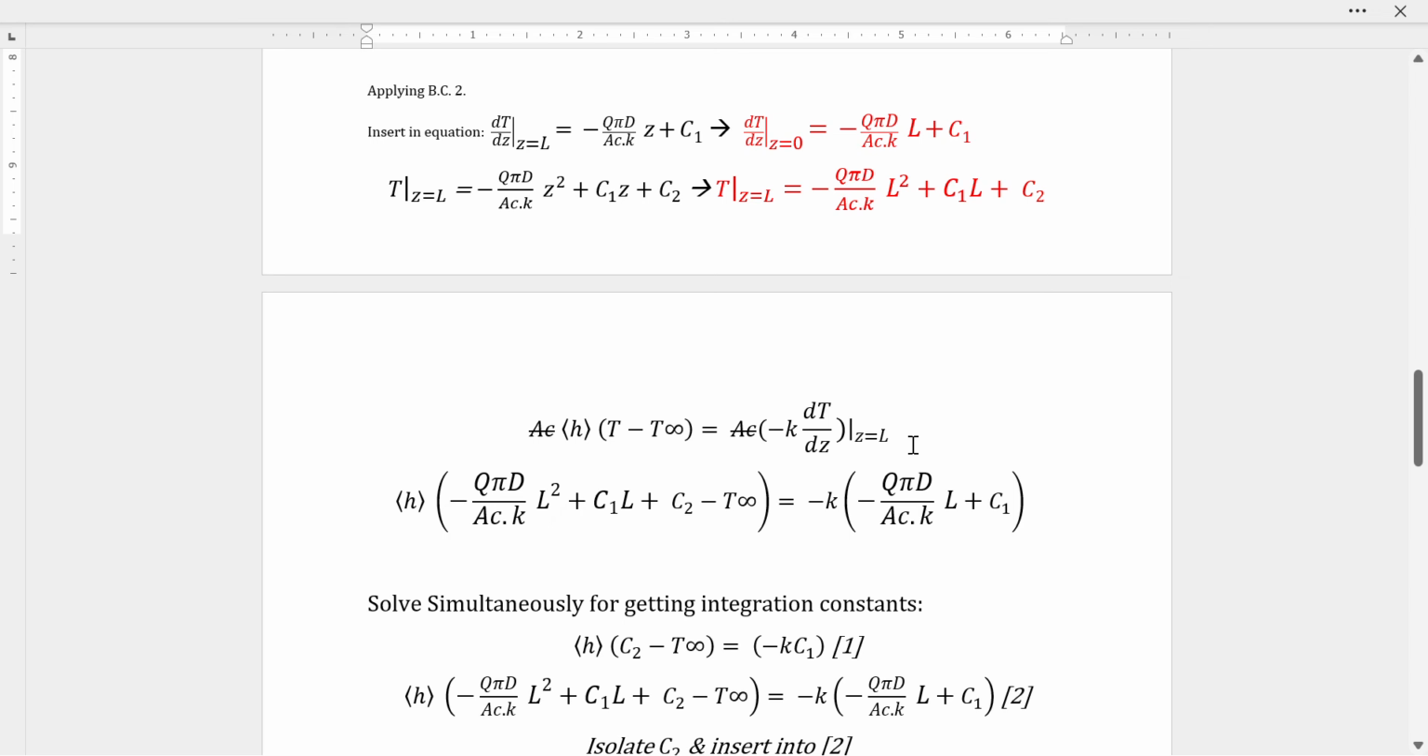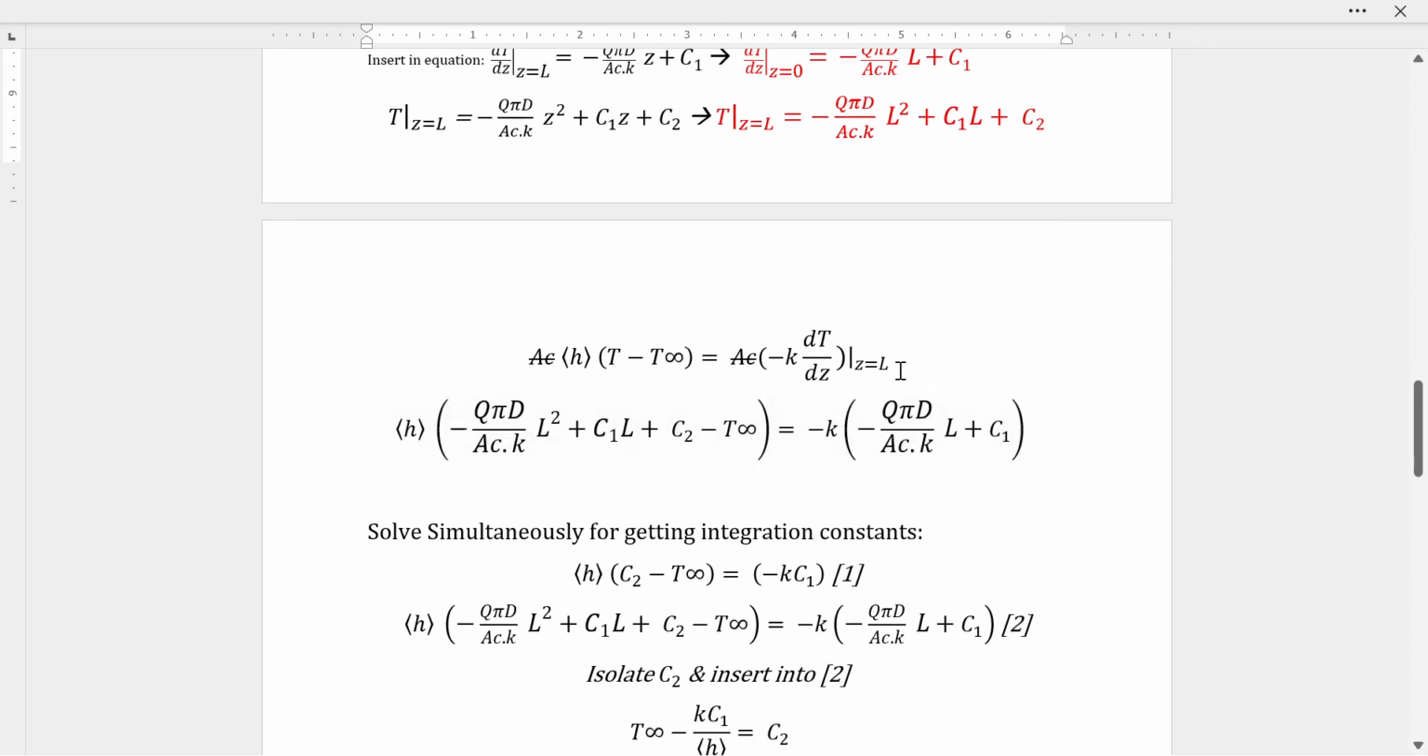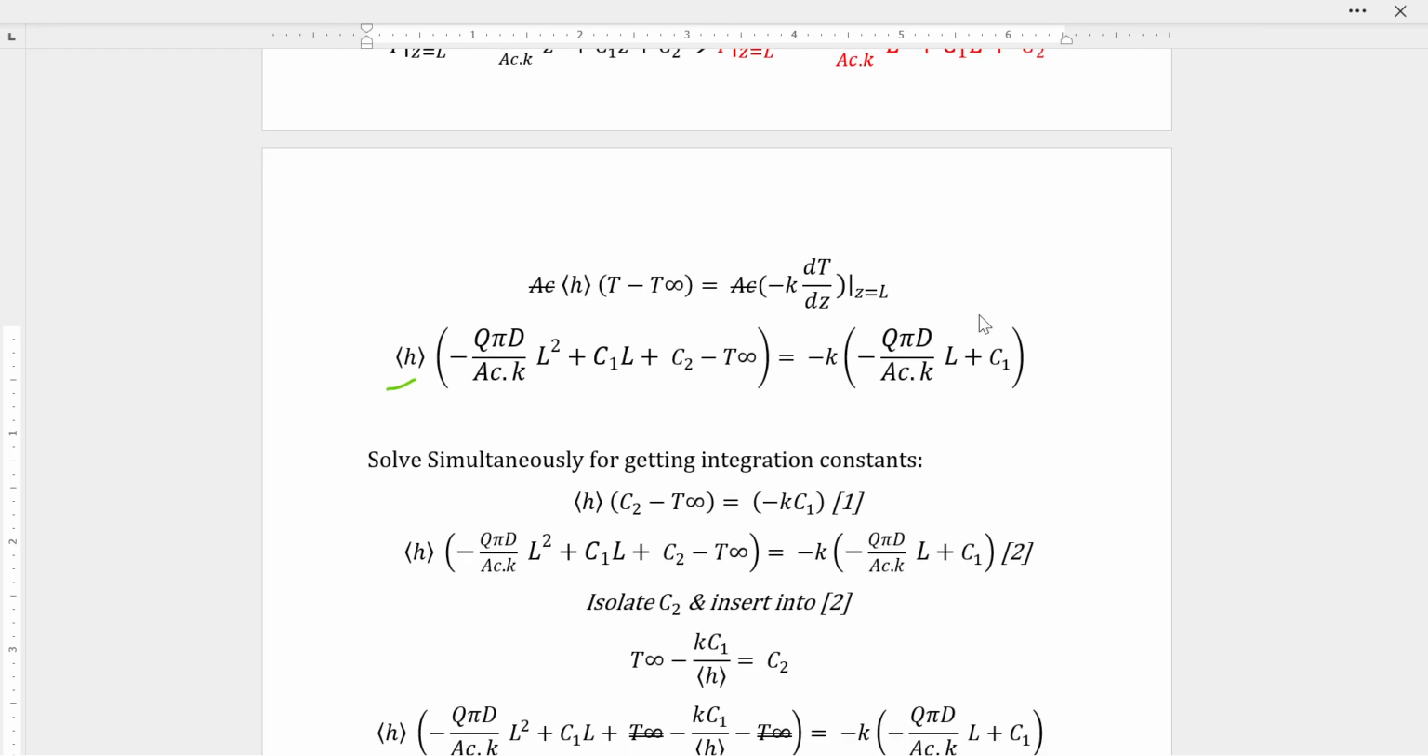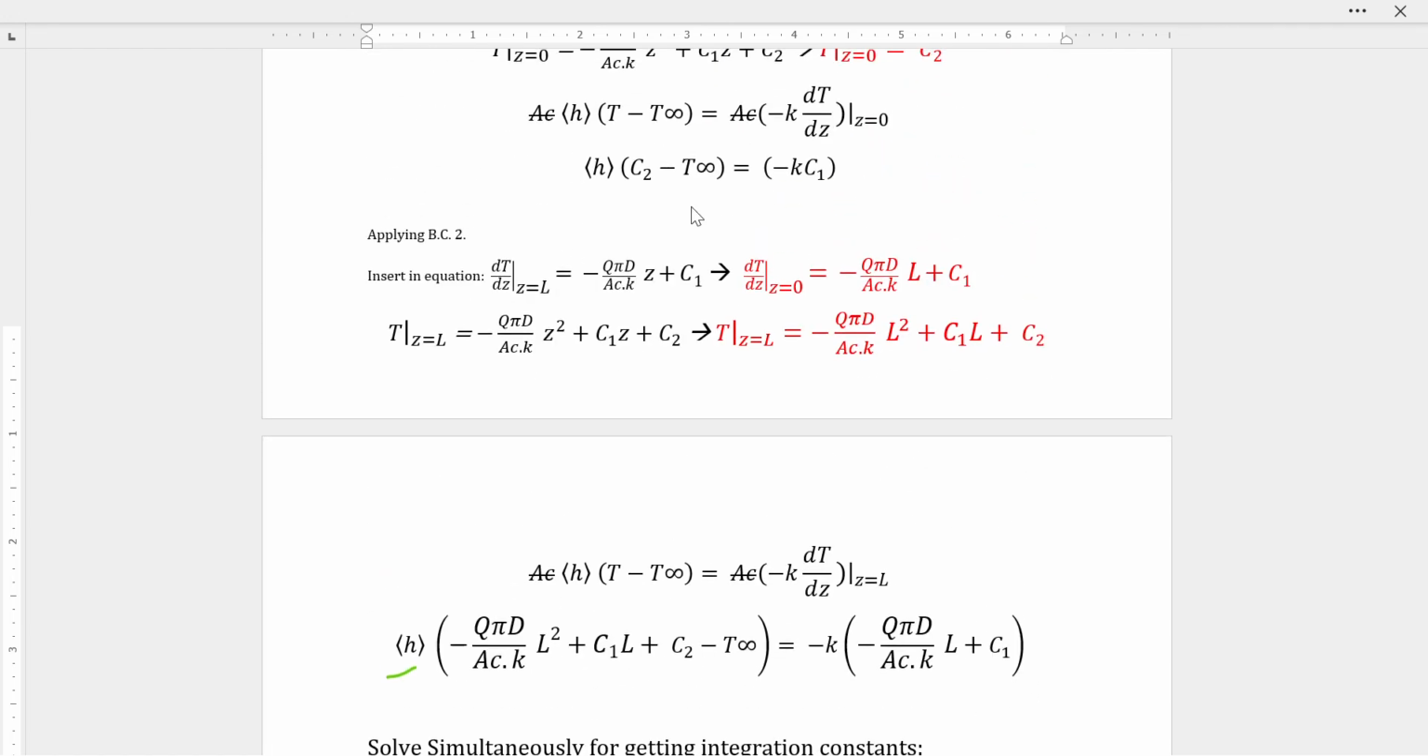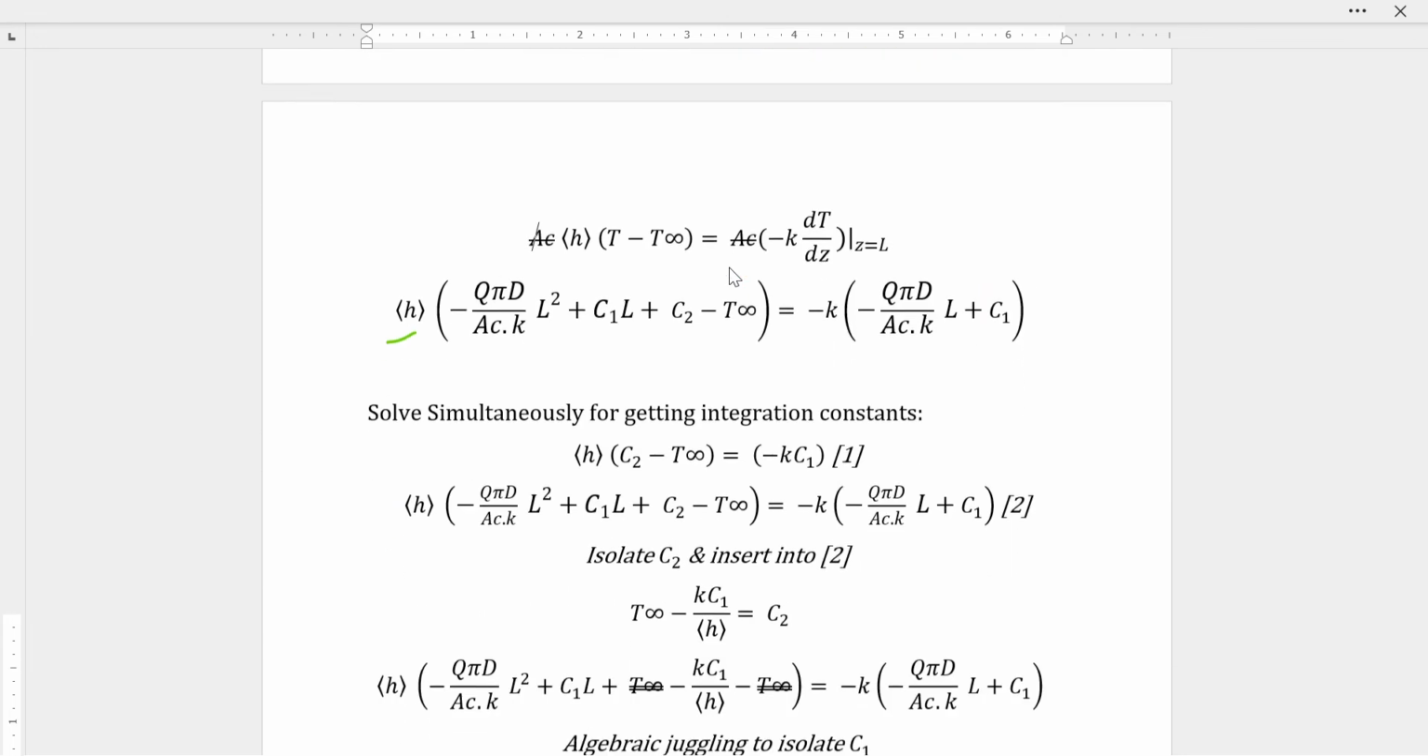Now again, I am going to input this into my boundary condition over here. The ACs get cancelled over here. Then I'm going to apply this back into my second boundary condition over here. Once I have inserted these both, this becomes my boundary condition 2, and the first one is my boundary condition 1, the cleaner versions of it.